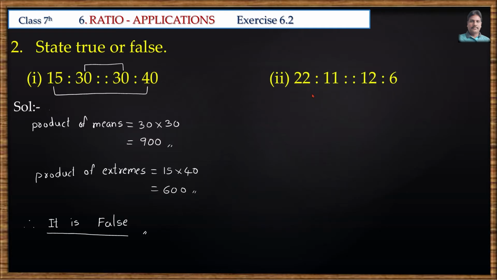Second bit, 22:11 is proportionate to 12:6. Let us solve this one. Find the product of means. The means are 11 and 12. 11 into 12. 11 2s are 22. 11 1s are 11. 11 plus 2, 13. This will be 132.